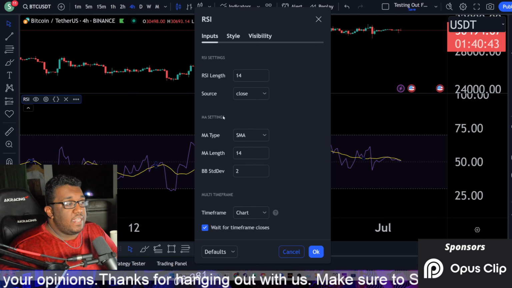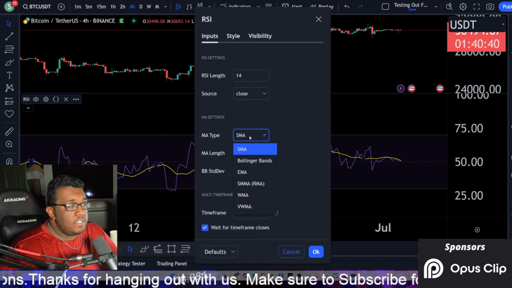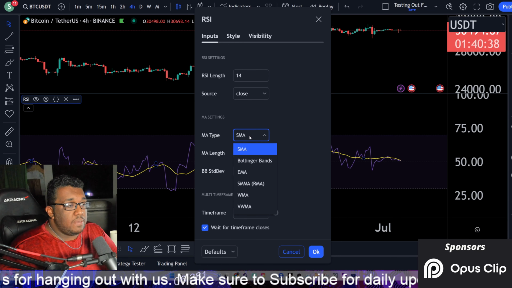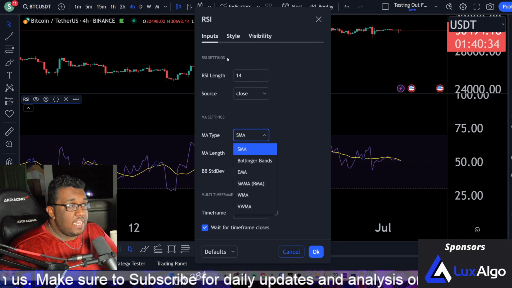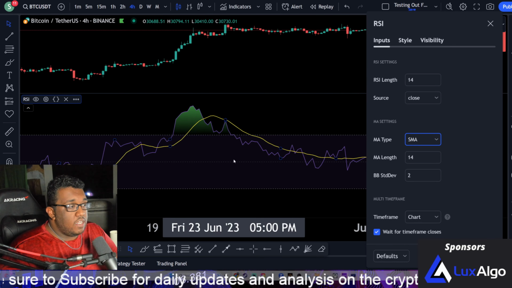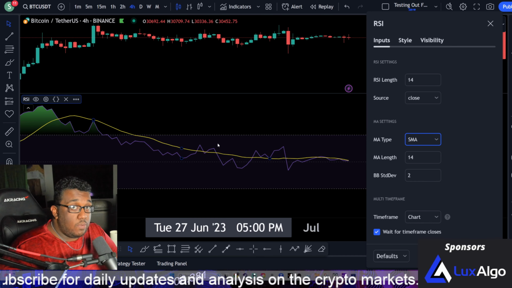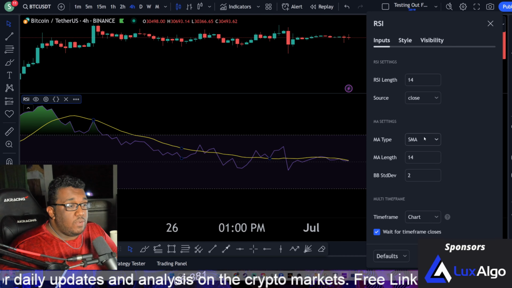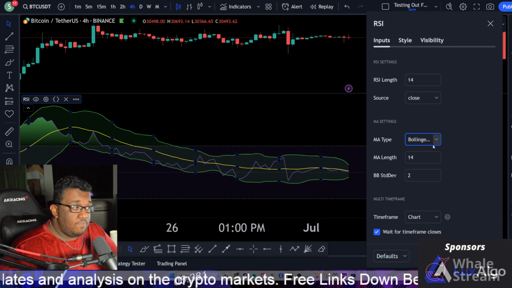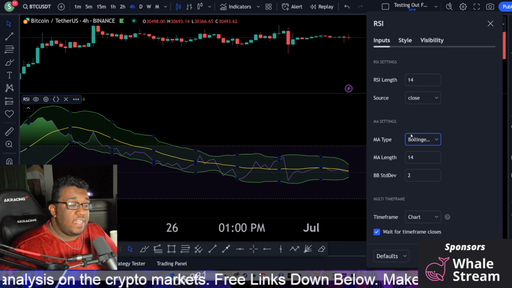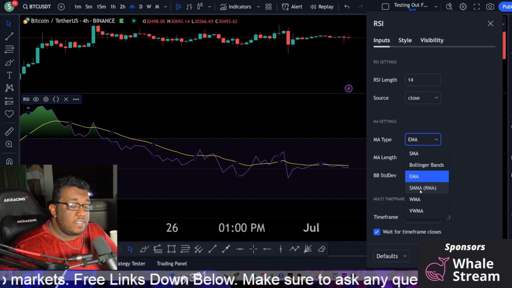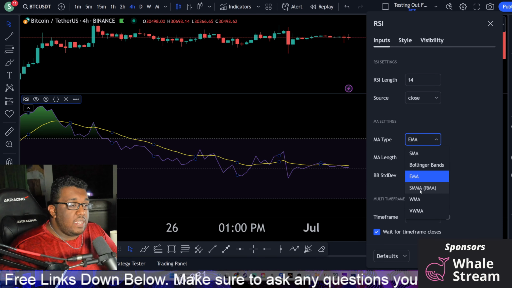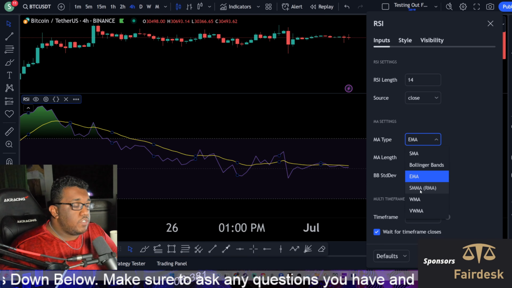Next, we're going to have MA settings. These are basically what type of things you're going to be using instead of the moving average. So right now we're starting off with a simple moving average, and if I move this over here to the side, you can see that's represented by this yellow line here. If I wanted to, I could turn these into Bollinger Bands, and voila, now you have Bollinger Bands on your RSI. You can use an EMA, you can use a SMMA, a VMA, and a volume weighted moving average.